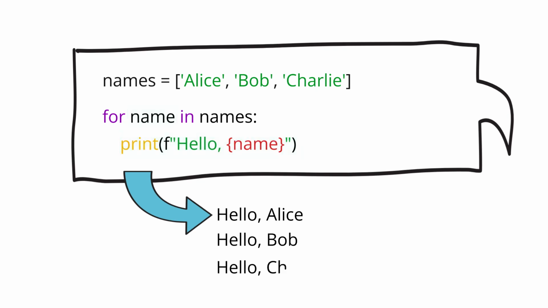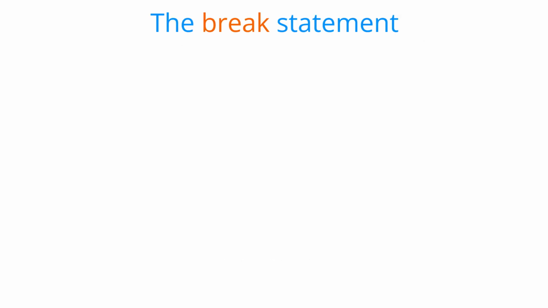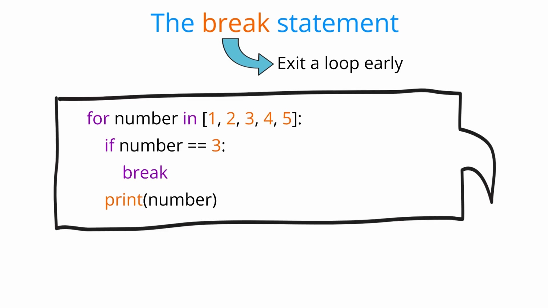So that's the basic structure of a for loop. Now let's explore 2 tools that let us control the loop from inside. The first is break. The break statement lets us exit a loop early before it finishes going through all the items. For example, here we've got a for loop, which iterates over a list of numbers and prints each of them. But take a look inside the body of the loop. We've added an if statement to check if the current number is 3, and if it is, we break, which means we exit the loop.